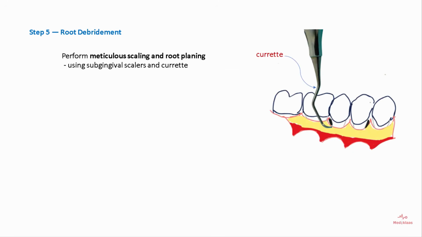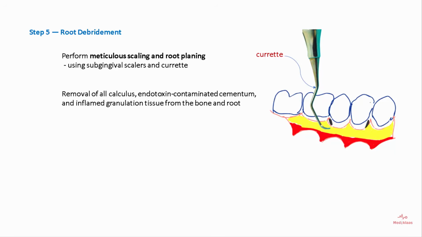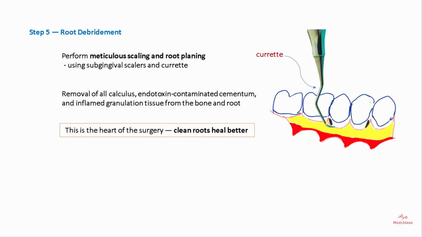Fifth step involves root debridement. Meticulous scaling and root planing using subgingival scalers and curettes are performed. Removal of all calculus and contaminated cementum, including the granulation tissue from the bone and the root, is performed. This is the heart of the surgery. The cleaner the roots, the better the healing.